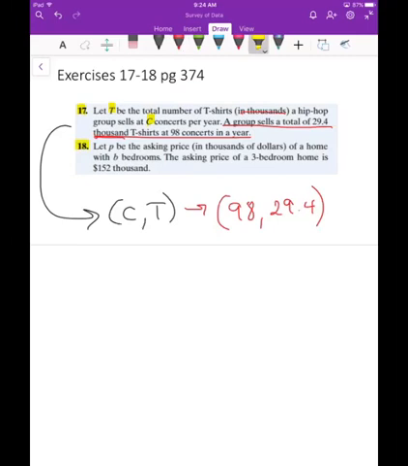Again, creating an ordered pair from information. This one says P is the asking price and B is the number of bedrooms in a home. Again, pay attention to units here. The asking price is going to be in thousands of dollars.